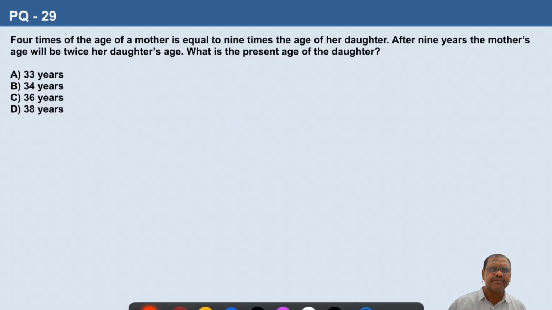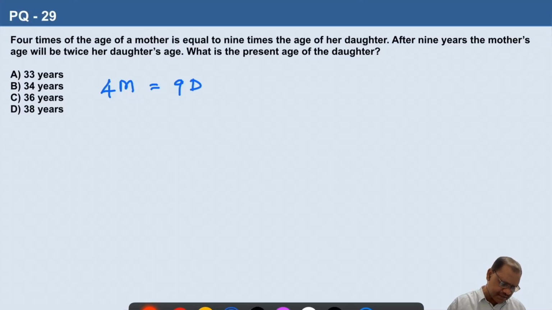Question number 29. 4 times the age of a mother is equal to 9 times the age of her daughter. After 9 years, the mother's age will be twice her daughter's age. What is the present age of the daughter? 4 times the age of the mother. So mother, let us assume M and daughter as D. 4 times the age of the mother is equal to 9 times the age of her daughter. So this is the equation.